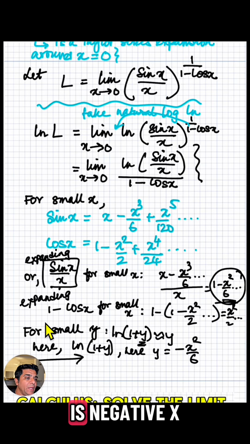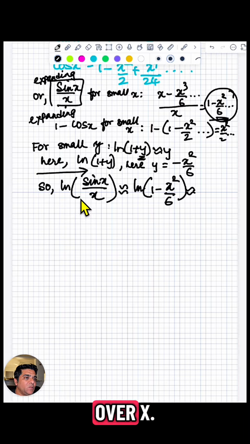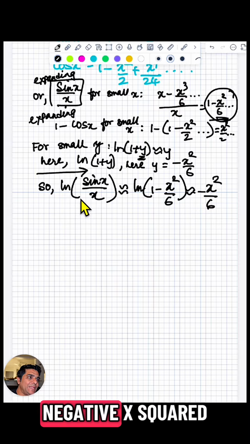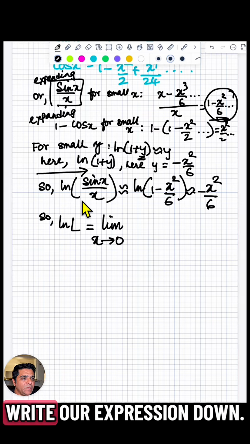So here y is negative x squared over 6 because we have ln(sin x over x). We said sin x over x was 1 minus x squared over 6. So the y term here is negative x squared over 6. So we can write ln of the whole thing, 1 minus x squared over 6, as negative x squared over 6. So let's just write our expression down.